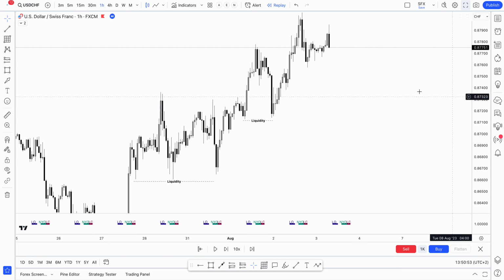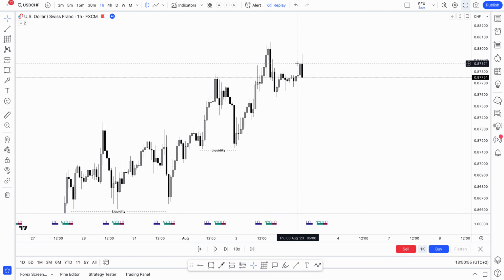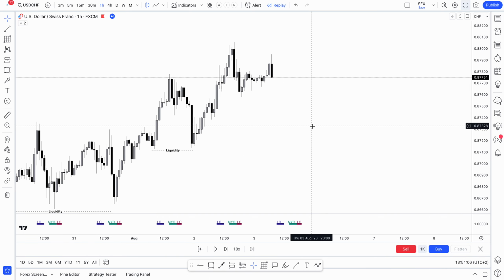But at the end of the day, we have to see the reasons, we have to see the facts why price can go to those lows, right? Okay, so let's focus on the current situation.